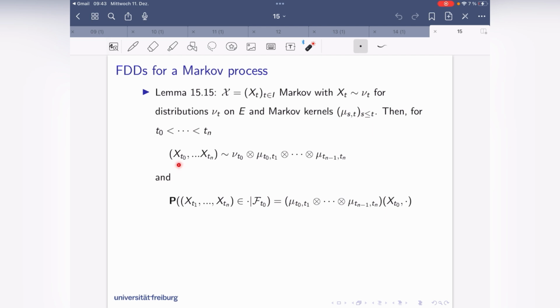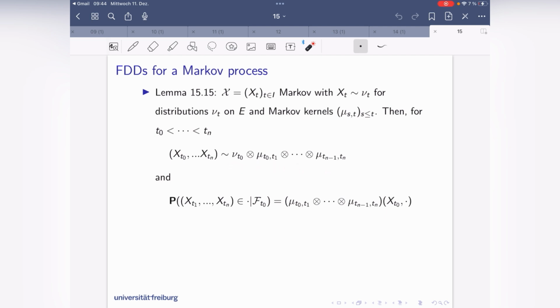Then the finite dimensional distributions, okay, that does not come as a big surprise. So you start in t_0, you go from t_0 to t_1 using the Markov kernel μ_{t_0 t_1}. You end there somewhere, and you go further until you go from t_{n-1} to t_n. And remember, we are in the Markov case, which means that the past is independent of the future given the present. And for this reason, I can really write it like this.